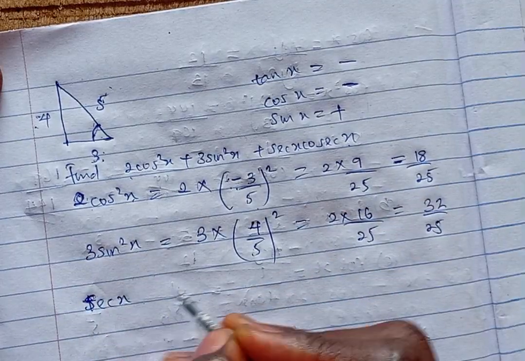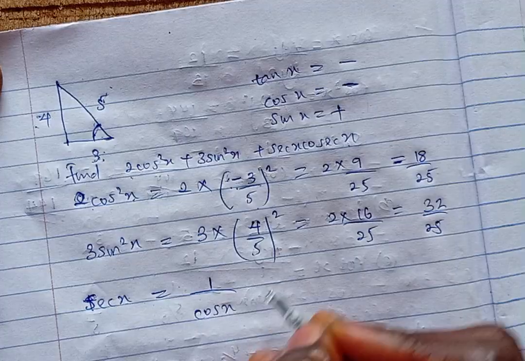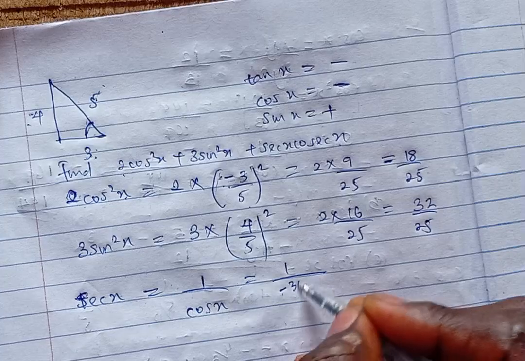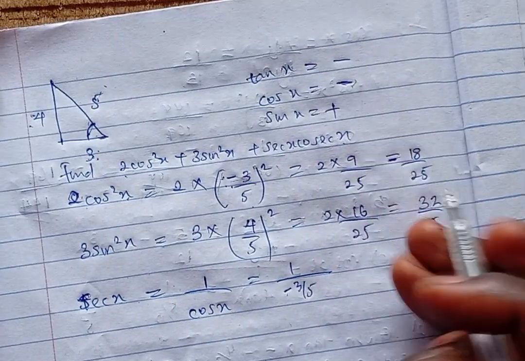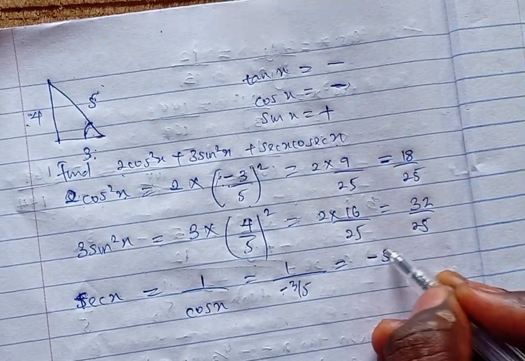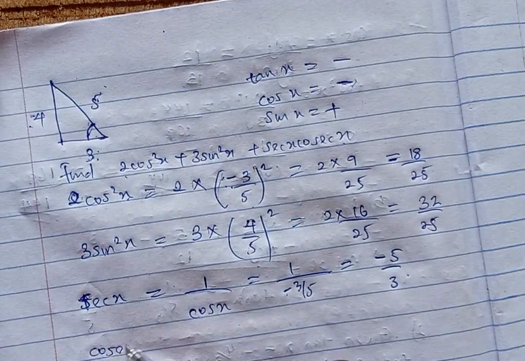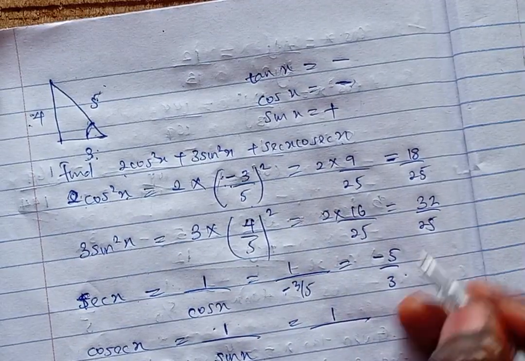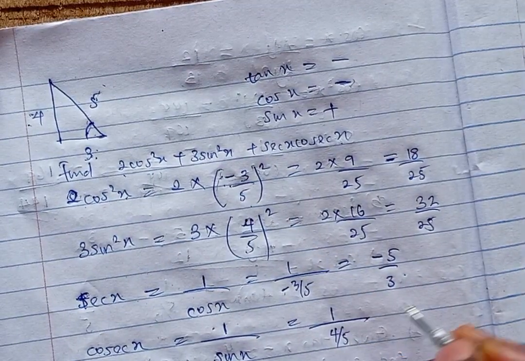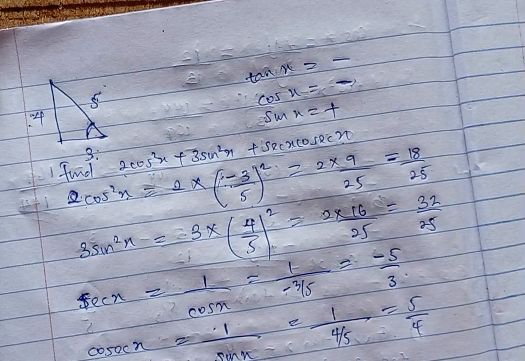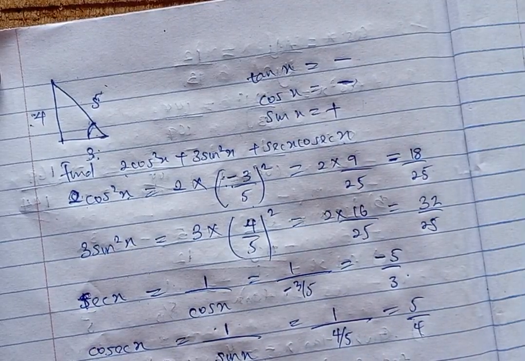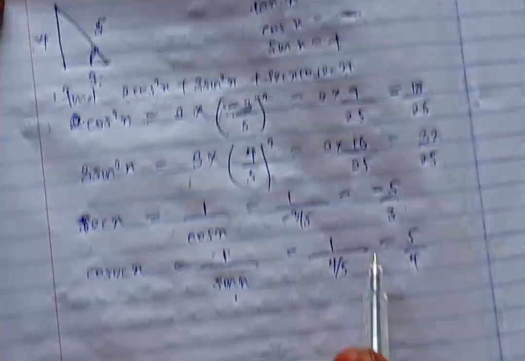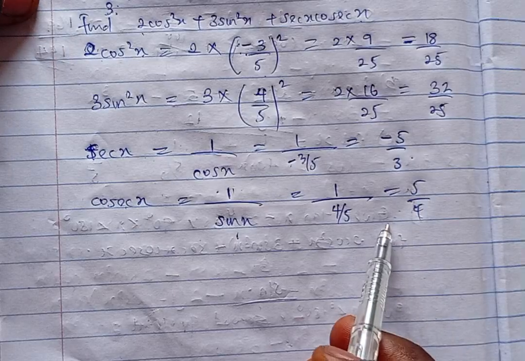Okay, we have sec x too. Your sec is 1 over cos x. 1 over your cos is minus 3 over 5, right? Because of this negative, it will now be equal to minus 5 over 3. And your cosec x too will be 1 over sine x. 1 over your sine is 4 over 5, which is 5 over 4. Hope you get. Sine is positive, that's why we have positive here.